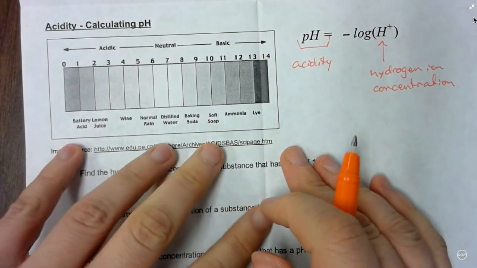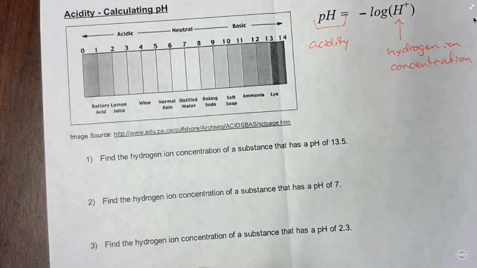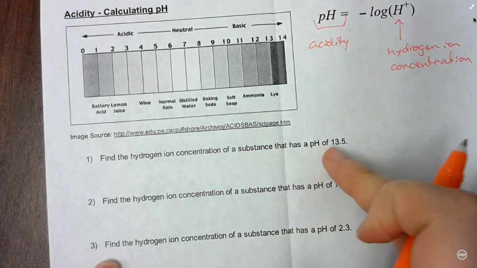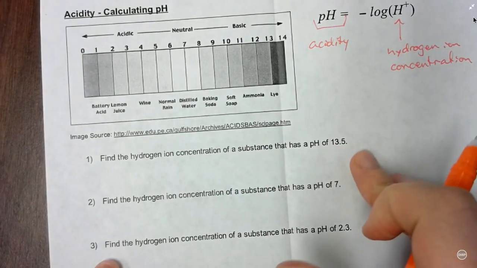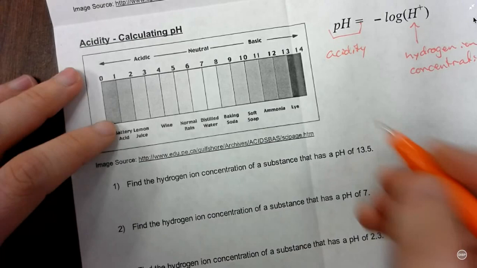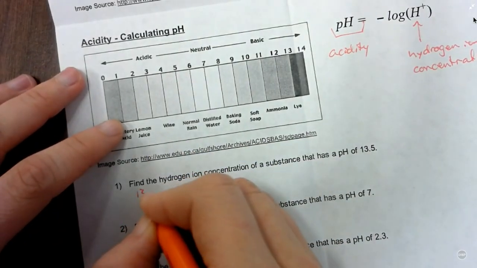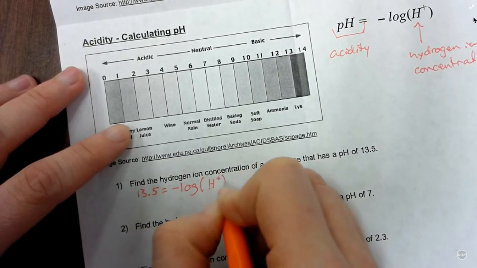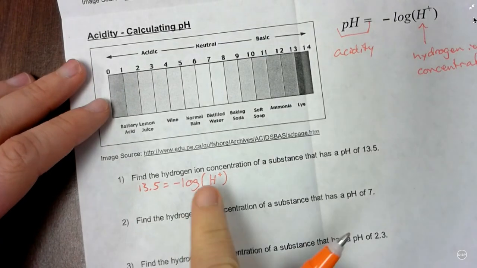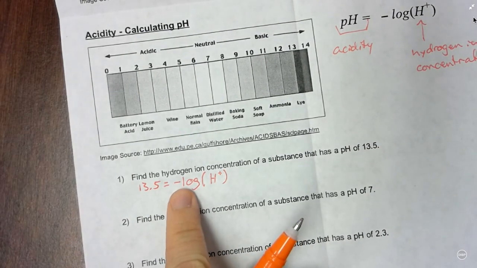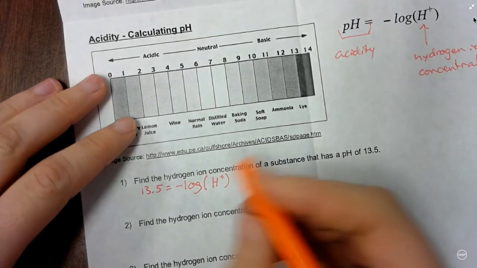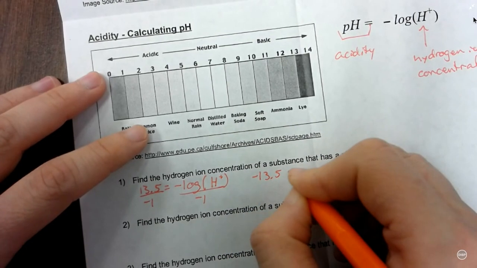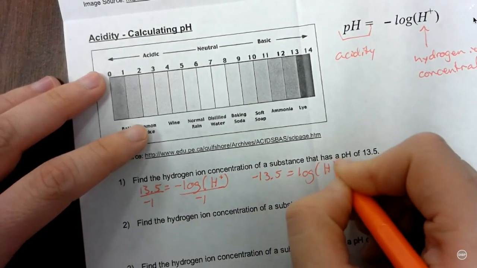So let's check out our example problems. Find the hydrogen ion concentration of a substance that has a pH of 13.5. Okay, so I know my pH is 13.5, so 13.5 equals negative log of H plus, and H plus is my variable. So first thing you have to do is get rid of that negative sign. So you could think of it as dividing by -1. So I have negative 13.5 equals log of H plus.